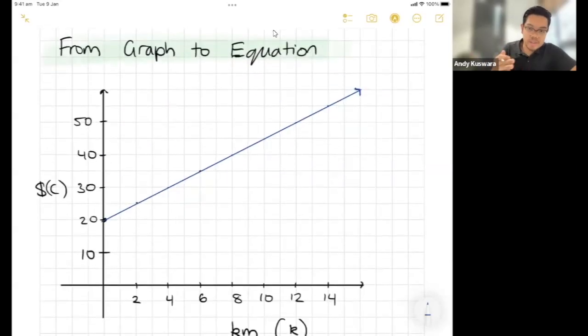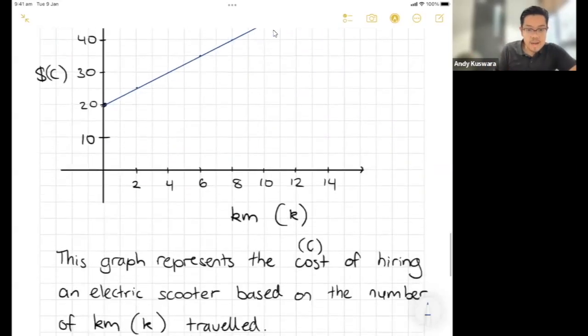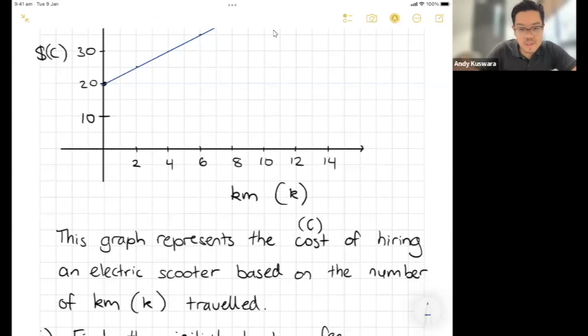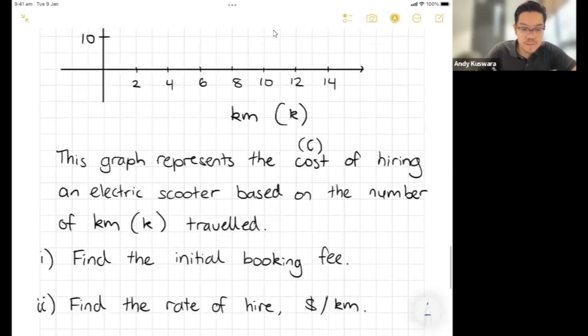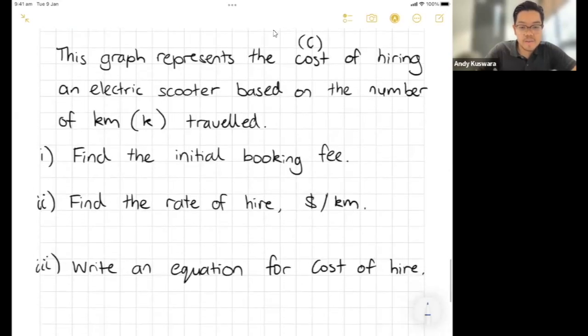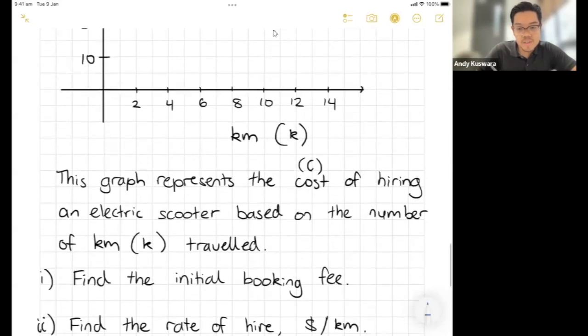I'm going to read the question and then I'll scroll back up. It says here the graph represents the cost of hiring an electric scooter based on the number of kilometers traveled. Now find the initial booking fee, find the rate of hire, and then write an equation for the cost of hire.